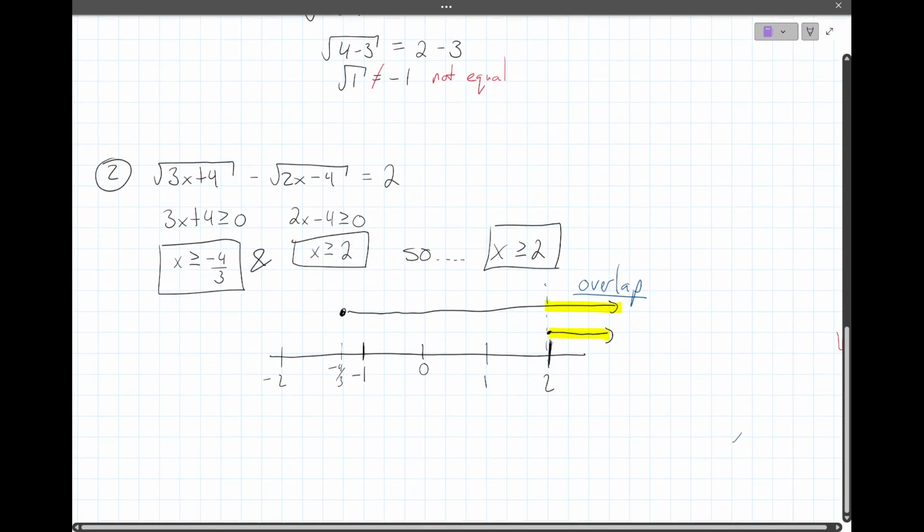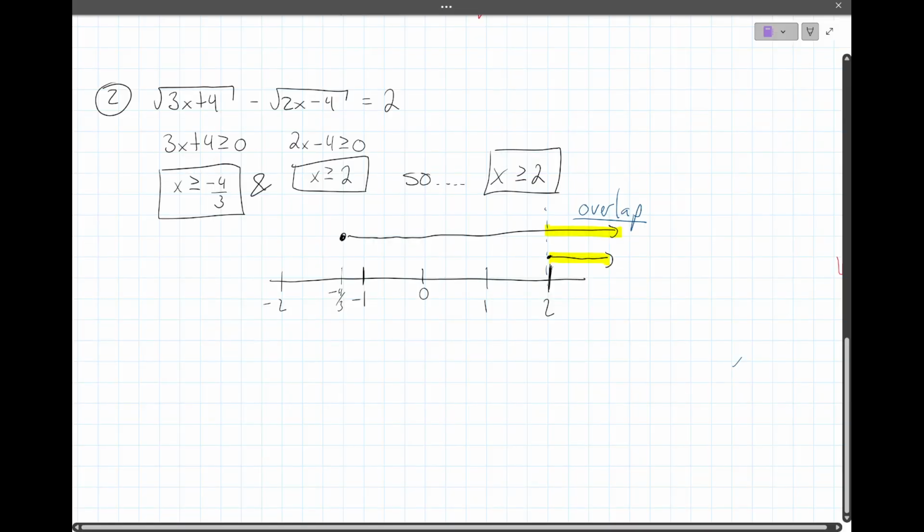All right, let's keep rolling along. So let's do one last restriction and then we'll move on to a different type of question here. So that's 3. I'm going to have the root of 1 minus x plus the root of x plus 3, and that's equal to 4. Okay, so let's find our restrictions here.